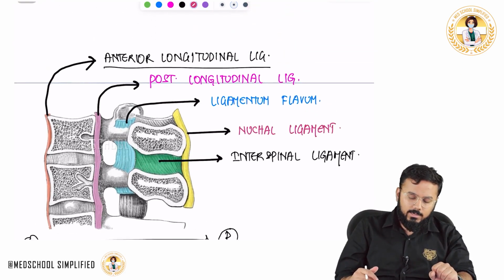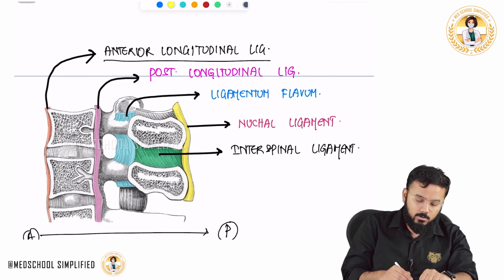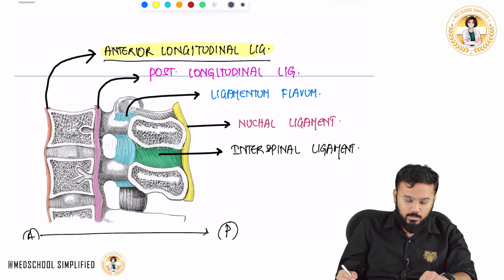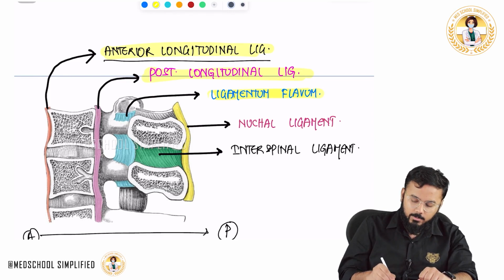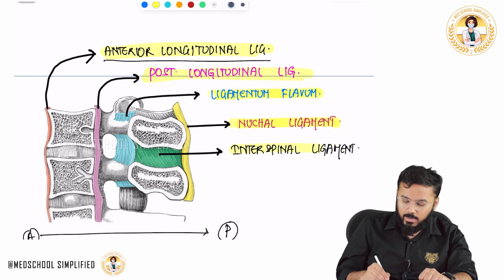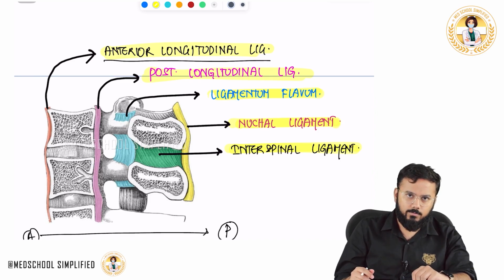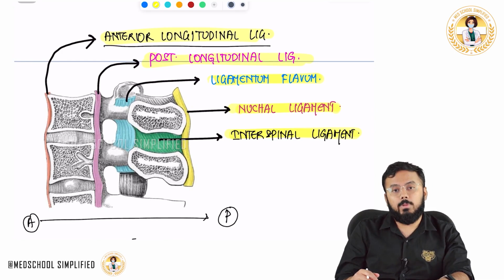Right. So what are the different kinds of ligaments you've got over here? The first important ligament is your anterior longitudinal ligament. Next is the posterior longitudinal ligament. Third is the ligamentum flavum, next the nuchal ligament and the interspinal ligament. So these are the ligaments you can see over here, right? Now what are these ligaments? These are called your major ligaments.